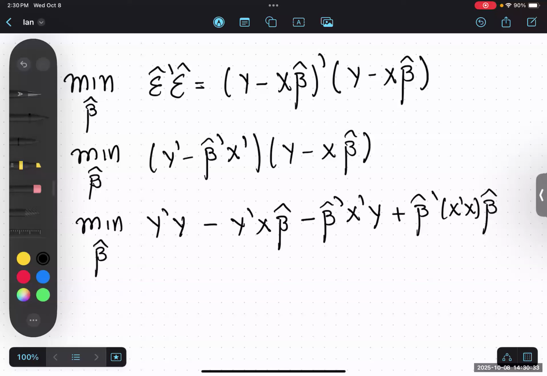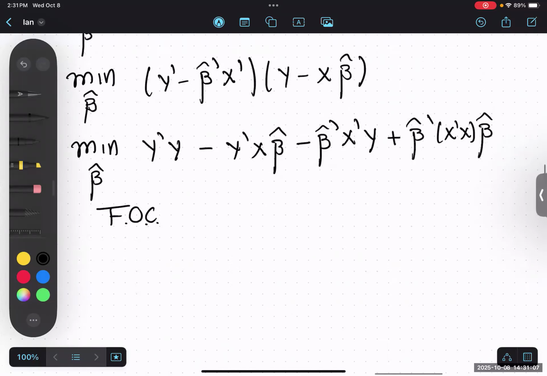So I haven't done anything yet. I just rewrote the main objective, or the objective function, right? Now I will take first order conditions. And you know that the first order conditions tell you that the derivative of your objective function must be equal to 0. Why? Well, because graphically the derivative is the slope of your objective function. You would like to see when the slope is 0, because that's when you find the minimum.